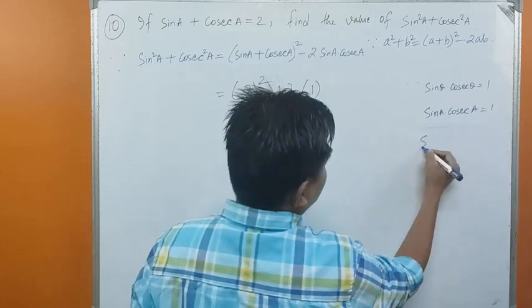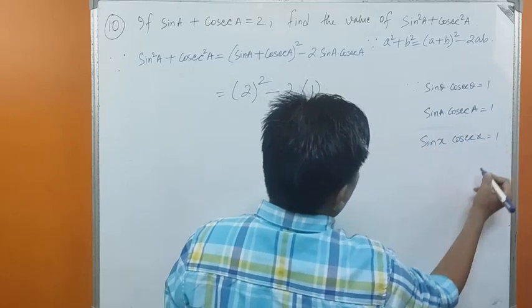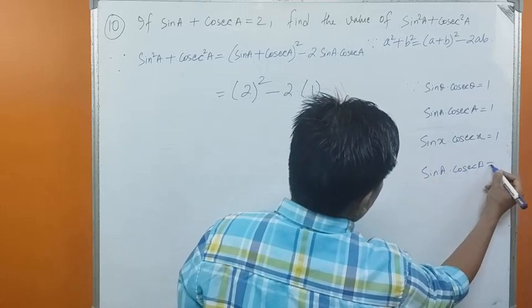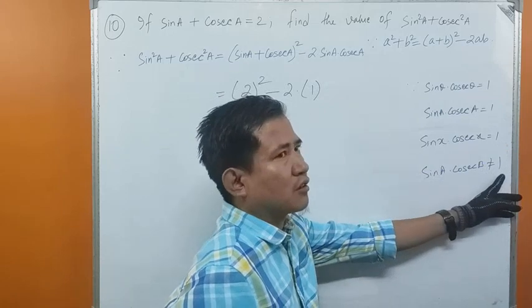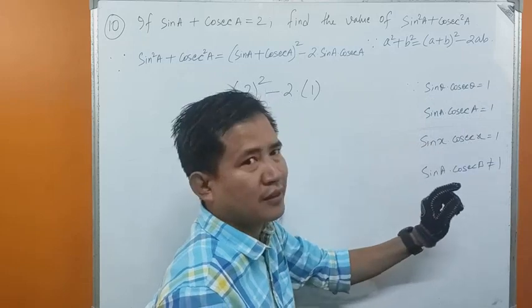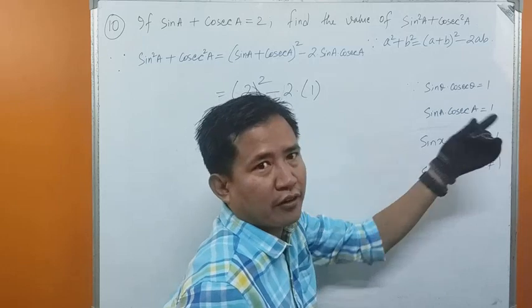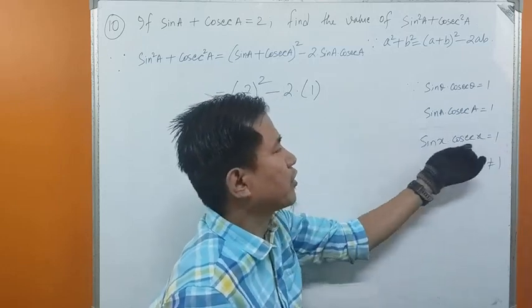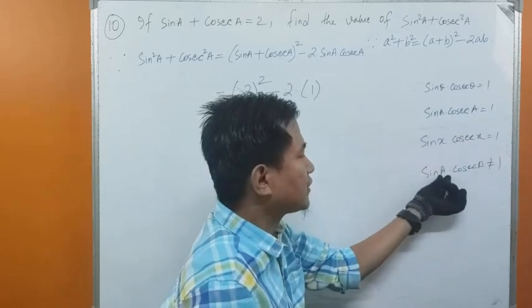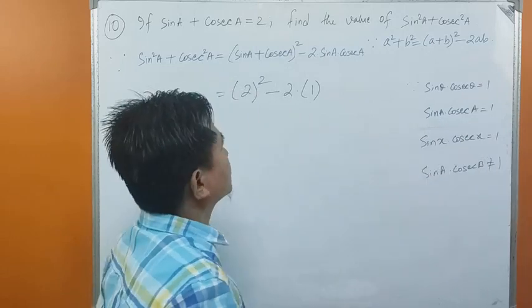For any angle, sin x into cosec x equals 1, but sin a into cosec b is not equal to 1. Angle must be same, theta theta, a a, x x. If angles are same, then only we can get the value of sin a into cosec a equals 1. The product of sin theta into cosec theta is 1 if the angles are same. If the angles are different, a and b, then sin a into cosec b is not equal to 1. Okay, please keep this in mind.